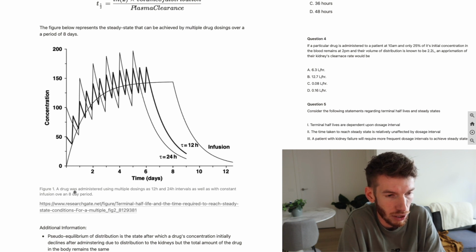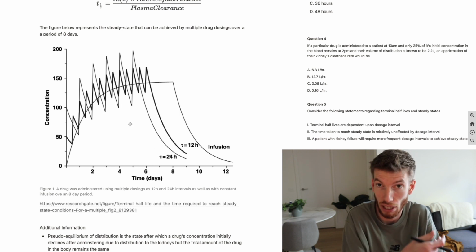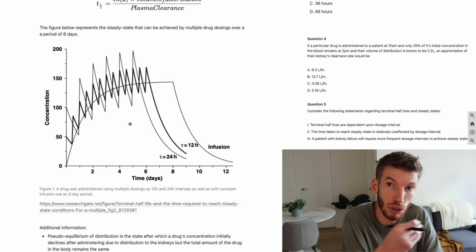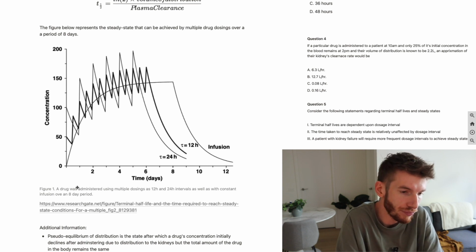And it says here, a drug was administered using multiple dosings, I've got to change that, 12-hour and 24-hour intervals. So now I know what they mean. And as well as with constant infusion, over an 8-day period. A lot of little typos again. So now I know, right, so 12-hour interval, 24-hour interval, and one that was just constant as well.